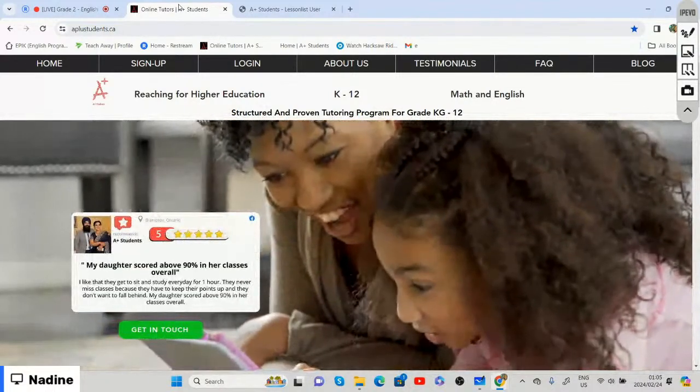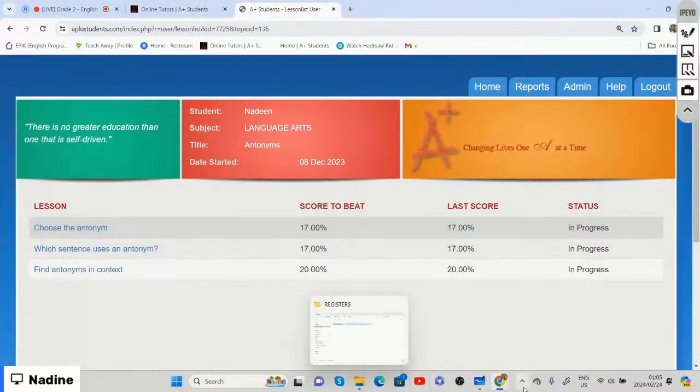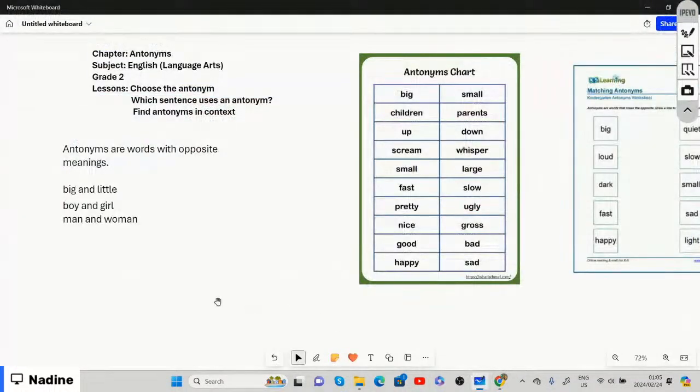All right. So our chapter is antonyms, our subject is English language arts, grade 2. The lessons we're going to focus on under the chapter of antonyms are to choose the antonym, to say which sentence uses an antonym, and to find the antonyms in context.